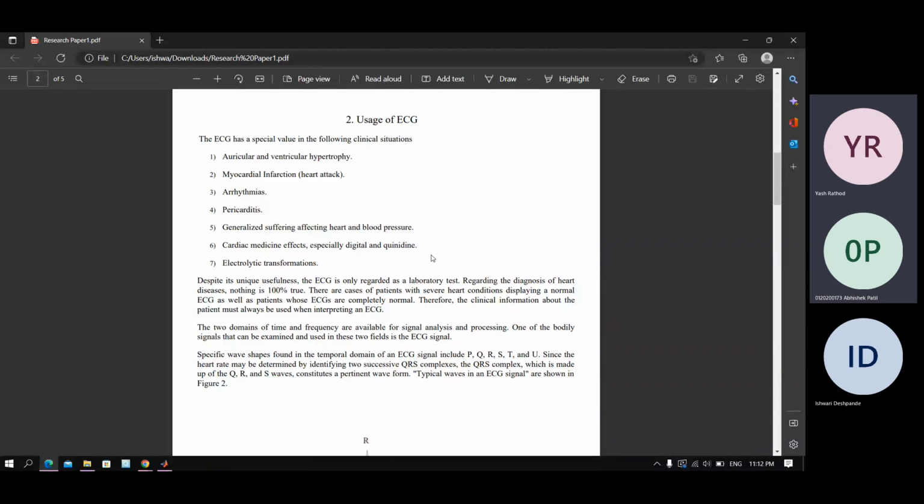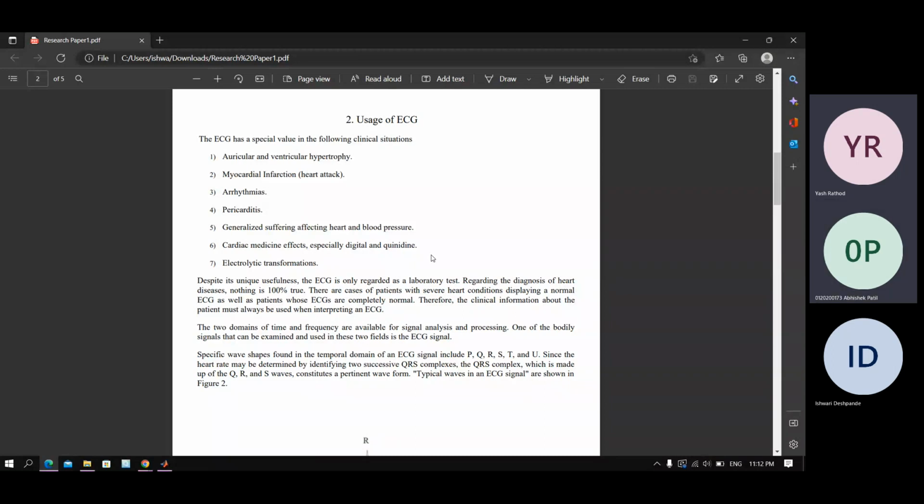And the second part is uses of ECG. The ECG has special value in the following clinical situations. The first one is auricular and ventricular hypertrophy, and the second one is myocardial infarction, meaning heart attack, and electrolytic transformation. Despite its unique usefulness, the ECG is only regarded as a laboratory test regarding the diagnosis of heart disease.